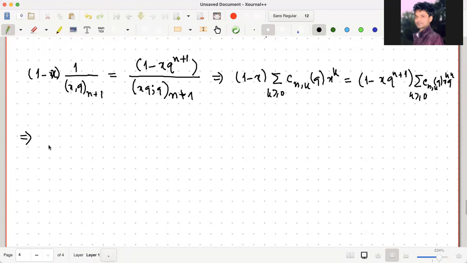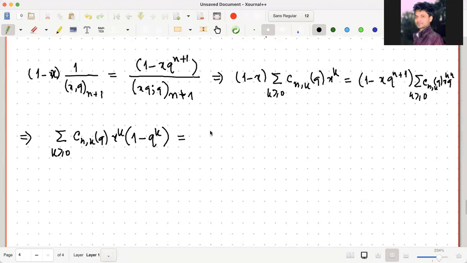Yeah. So, okay. So C n k q, x to the power k, I have 1 from this term. And if I bring the 1 times q to the power k from here to the other side, then I have 1 minus q to the power k. So this is greater than or equal to 0.